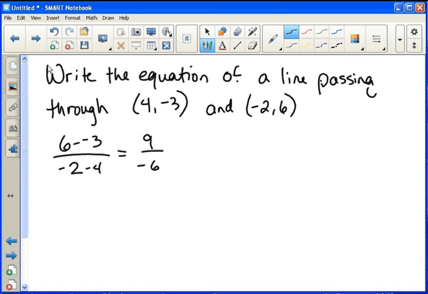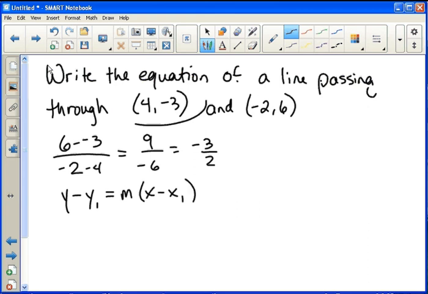So now I have my slope and I have 2 points. And if we use the point slope form, it does not matter which point you use, it'll come out the same. So I'm going to pick this point, again, it doesn't matter, and plug it in. So y minus, the y value here is -3, so minus -3 is like +3. We put -3/2 in for our slope. Then we do x minus our x value, which is 4.